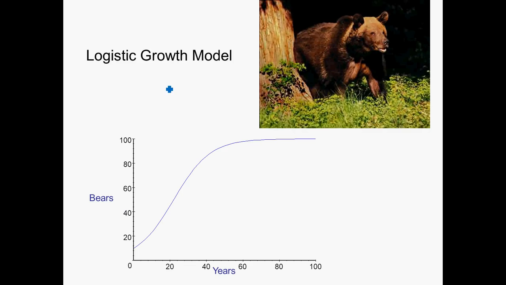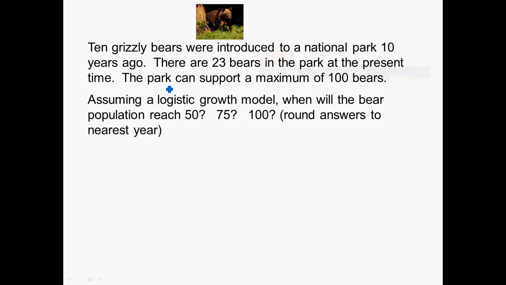So you have a handout, and I have a logistic growth model of some bears. Population of bears, like in Yosemite or whatever. They know how many bears they start with, and they know the carrying capacity of the environment. So let's suppose 10 grizzly bears were introduced to this national park 10 years ago. There are 23 bears at the park at the present time, but the park can only support 100 bears. Assuming a logistic growth model, when will the bear population reach the following numbers?